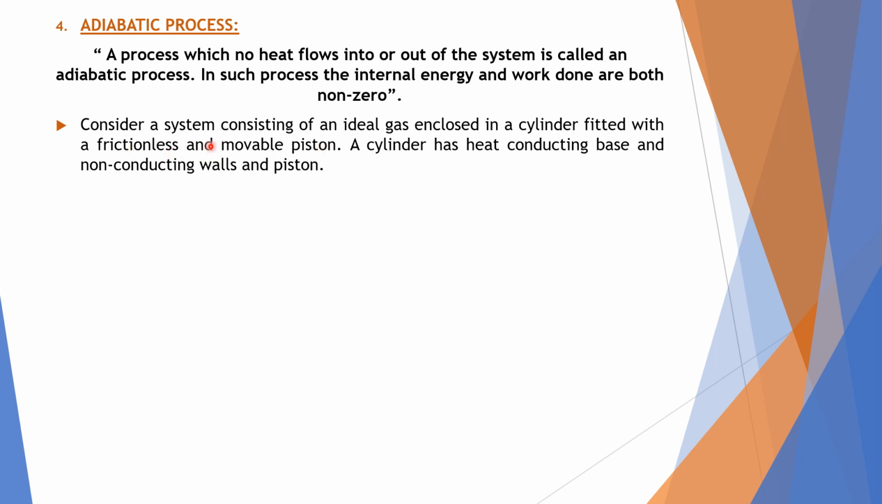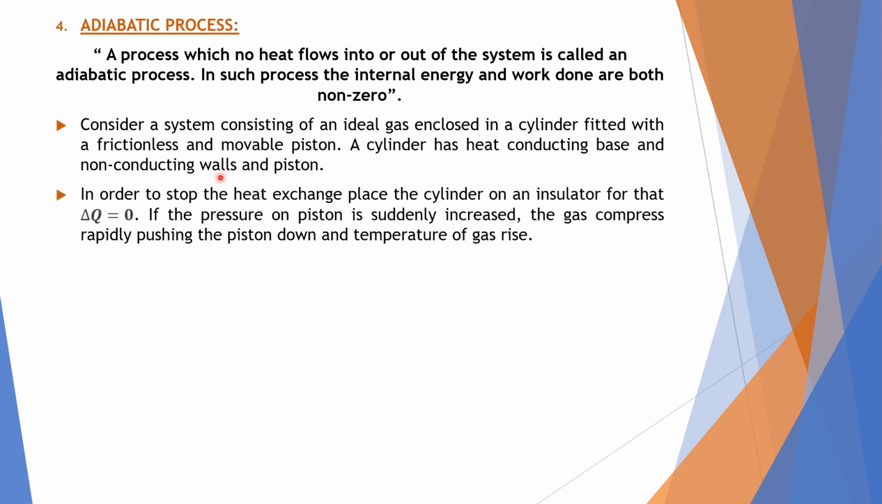Okay, now consider a system consisting of an ideal gas enclosed in a cylinder fitted with a frictionless and movable piston. The cylinder has a heat conducting base and non-conducting walls and piston. So to stop the heat exchange, we place the cylinder on an insulator. For that, delta Q is equal to 0.